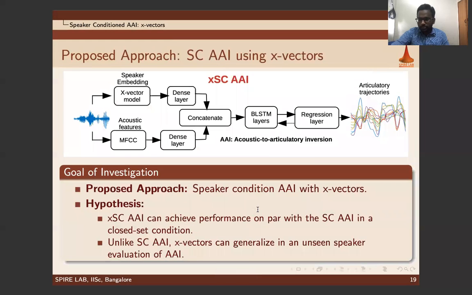The proposed approach is shown in this block diagram. From speech acoustics, we computed the speaker representation from the x-vector model, and we also computed MFCCs as acoustic features. These are fed to the dense layers followed by a BLSTM layer and a linear regression layer at the end. We hypothesize that in the seen condition, x-vector performs on par with one-hot representation and could generalize to the unseen speakers.